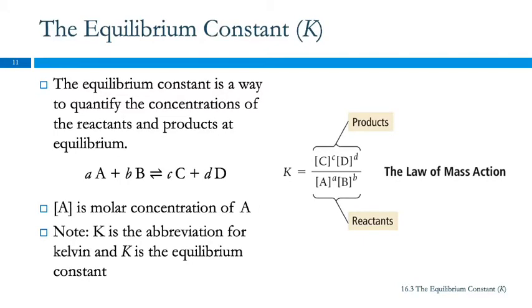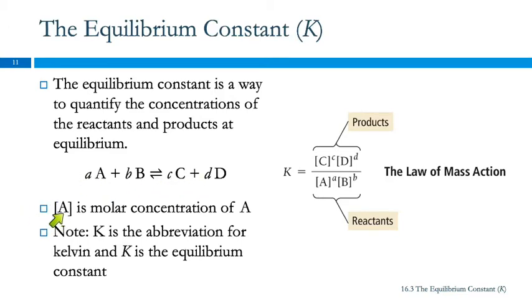Okay, so what is this equilibrium constant? The equilibrium constant is a way of quantifying the relative concentrations of reactants and products that we see at equilibrium. And so here's our generic equation that we use a lot. We've got two reactants, A and B, two products, C and D, and they have coefficients. We've got the double-headed arrow here. The reaction can go both ways.